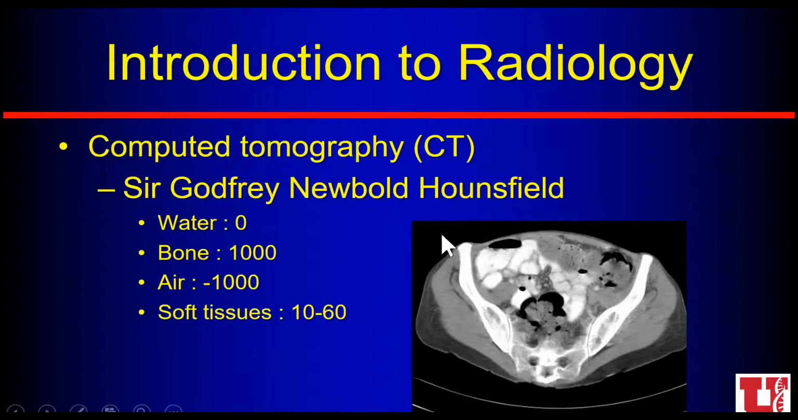So just like that X-ray we looked at, air is dark, that's black, bone is white, it's very dense, everything else is in between. But we can get an idea of what is soft tissue, what is fat, what is fluid, the stool here, the contrast, air fluid level. We see all these different densities on our studies.